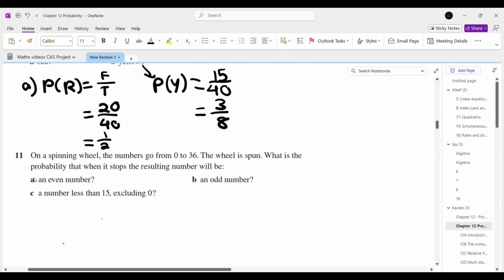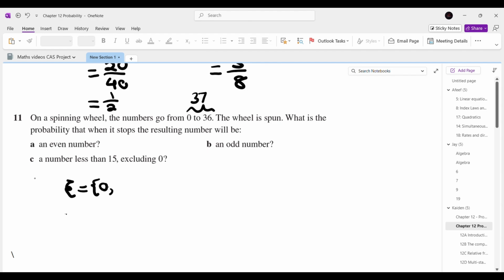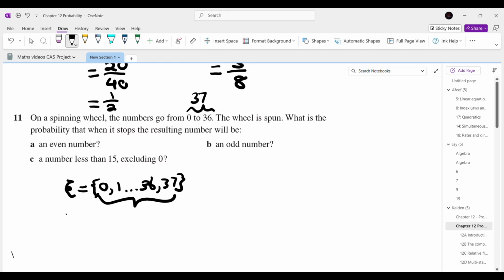Now let's check this problem down here. On a spinning wheel, all numbers go from 0 to 36, meaning there are 37 possible outcomes, because we're including 0 in this sample space. Our sample space would look like this, where we have 0, 1, all the way up to 37. Not 37, sorry, all the way up to 36. And there are 37 possible outcomes here.